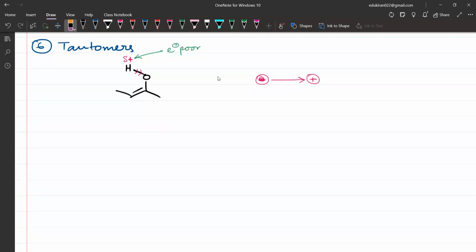Negative charge will be attracted towards the positive charge, right? So here what will happen? These pi electrons will move to the hydrogen atom. Electrons are wave in nature, so wherever they find a positive charge, even a partial positive charge, they will move in that direction, because negative charges are attracted by positive charges.